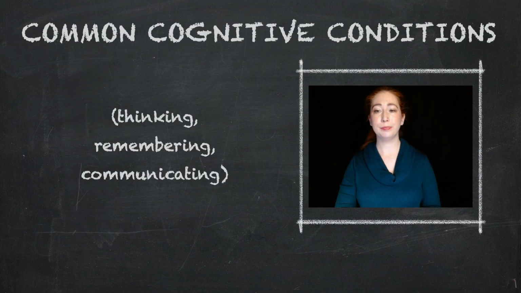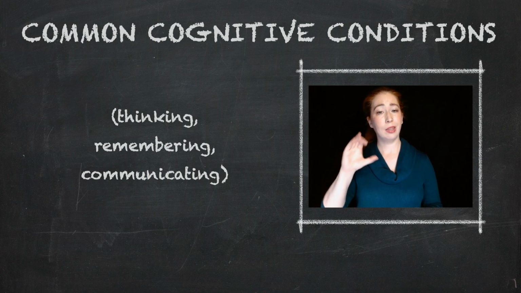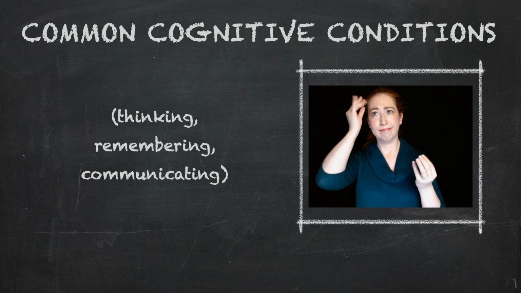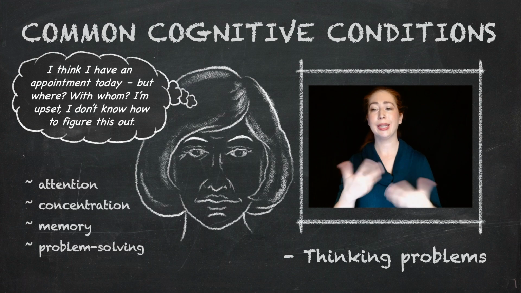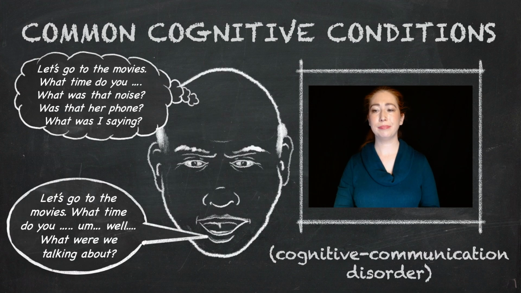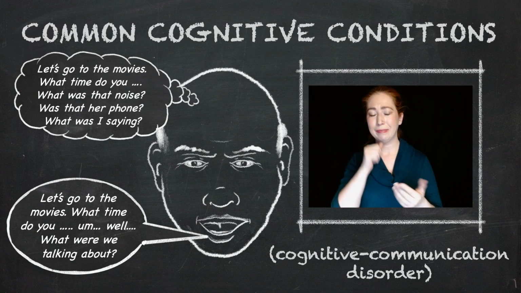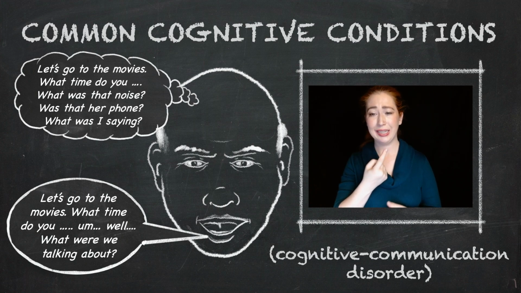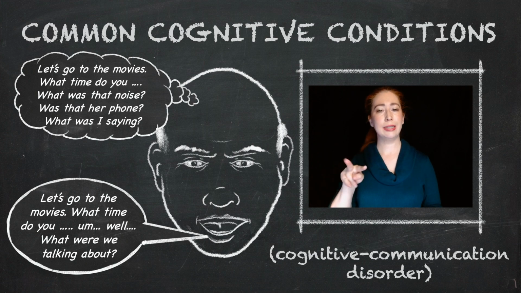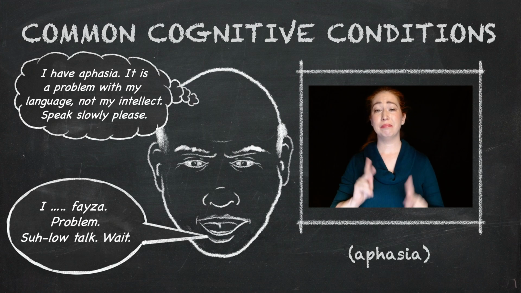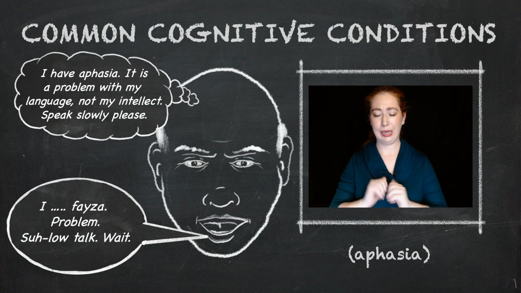There are also common cognitive conditions that impact thinking, remembering, and communicating, like attention, memory, and problem solving. These cognitive problems can also make communicating with others very hard. For example, attending to the conversation, remembering what someone said, interpreting humor or emotion. When these problems happen, it is called cognitive communication disorder. People may also have problems with language called aphasia, like this man who has a hard time finding the right words to say.